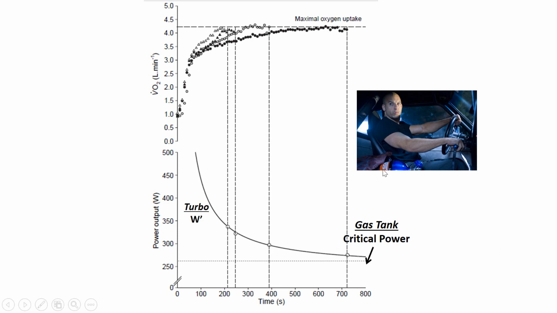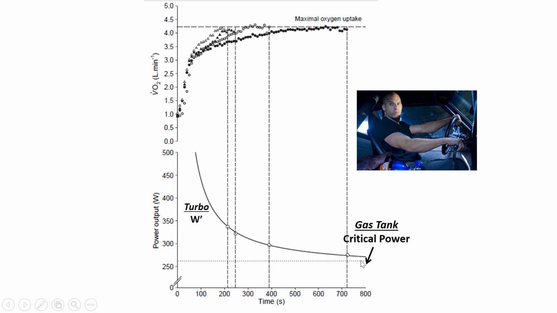The idea behind this turbo, what's called here the W prime, is that it's finite. You don't want to tap into it too early. Otherwise, you're not going to win the race. You want to be strategic about when you use this blue tube. If you tap into it at a higher intensity, you can see this open circle is time, this is power output, and this is VO2 response up here. So we see a pattern, a trend.